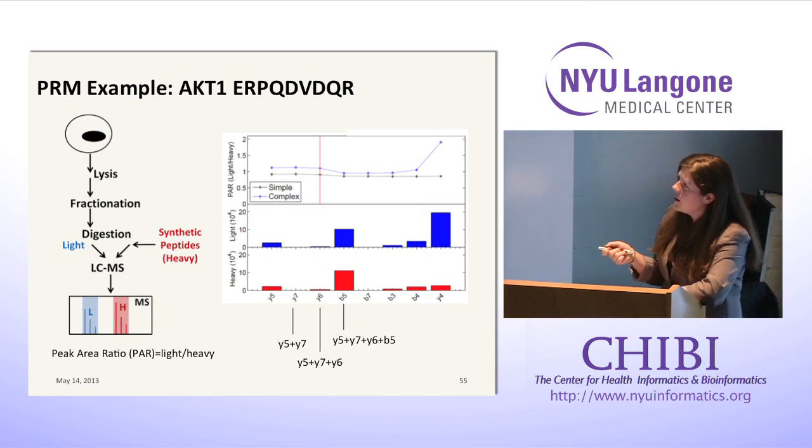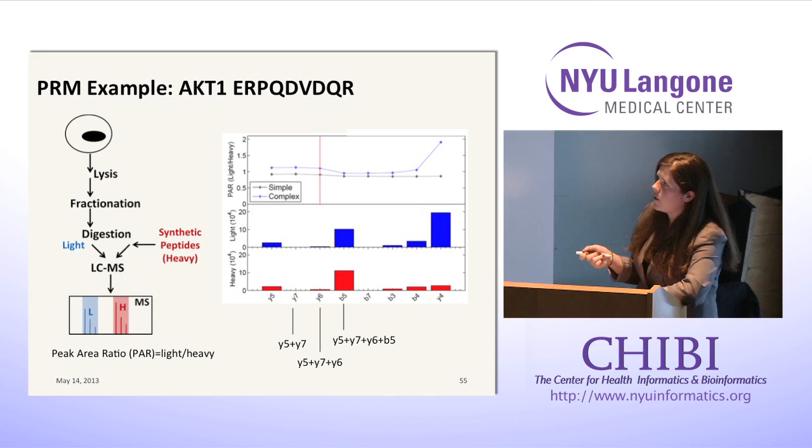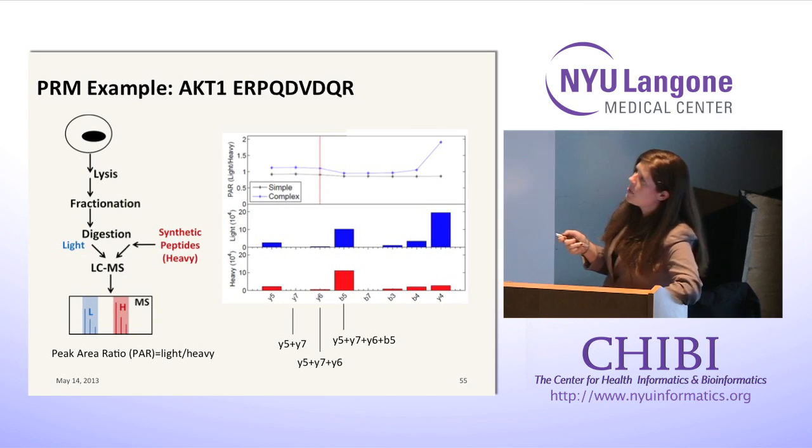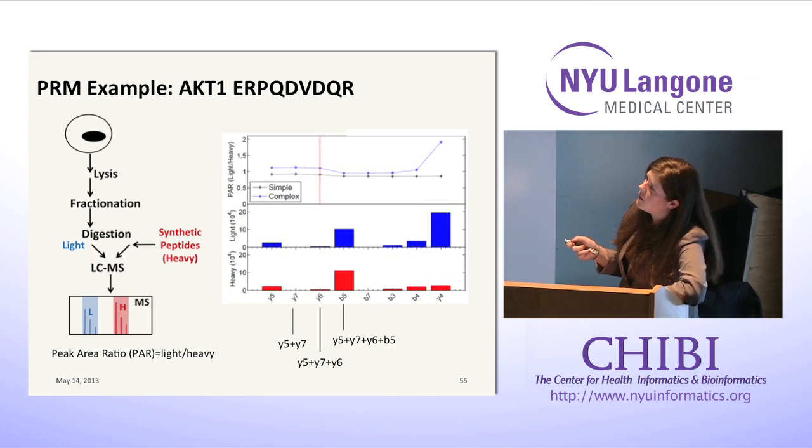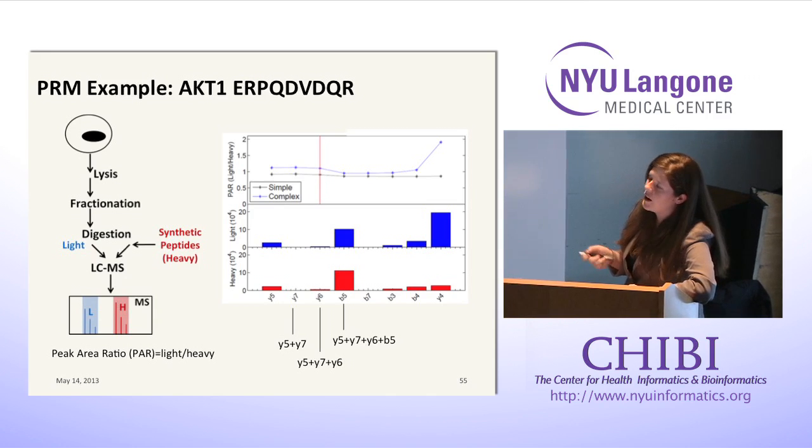So as I mentioned, we want to get light over heavy. So we take our best transition and we calculate light over heavy. So in this case, we're only looking at the complex. We don't care about the simple. We're just looking at our tumor matrix. So this is the first point, light over heavy. Then we add in our next best, and we again calculate light over heavy.